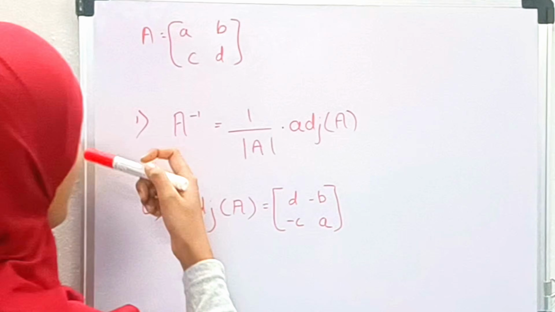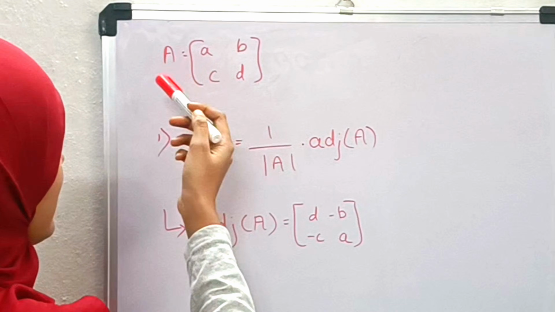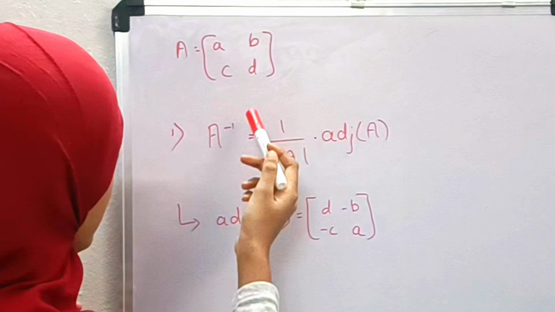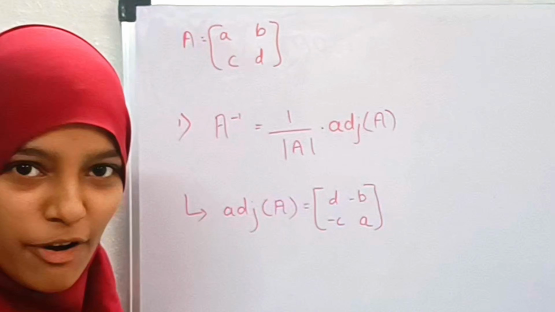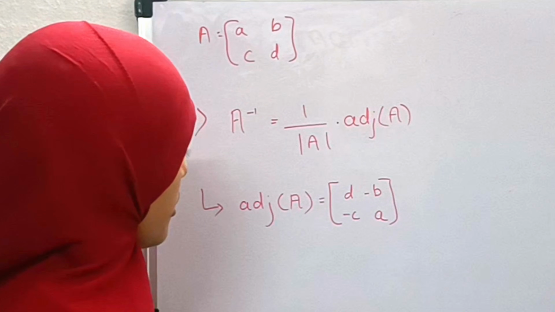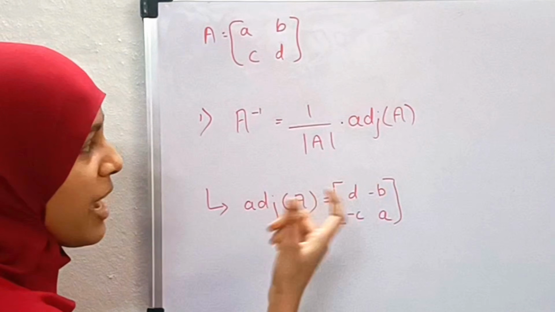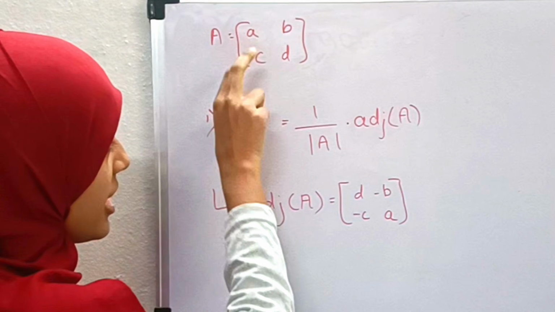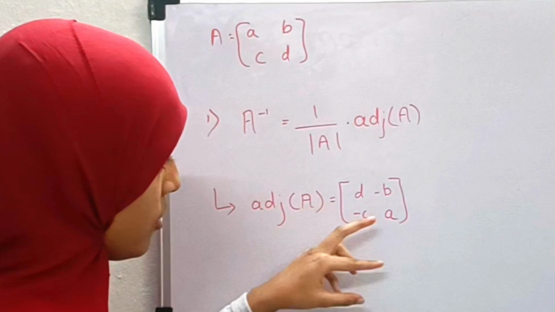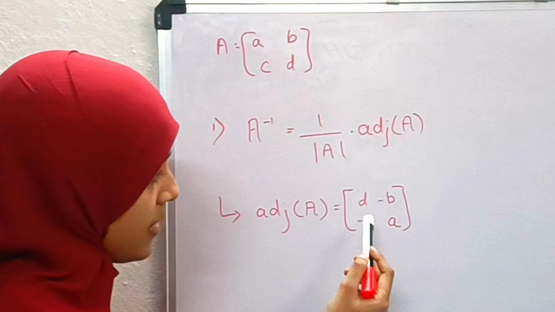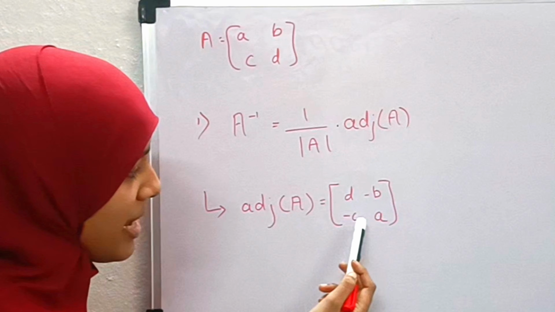So first, let's assume we have a matrix A. The elements in matrix A are a, b and c, d. First we have the normal formula. We know A inverse is equal to 1 upon determinant of A into adjoint of A. Now the short trick for the adjoint of A is interchanging the positions of a and d, and just changing the signs of elements b and c. So it will become d, minus b, minus c, and a.